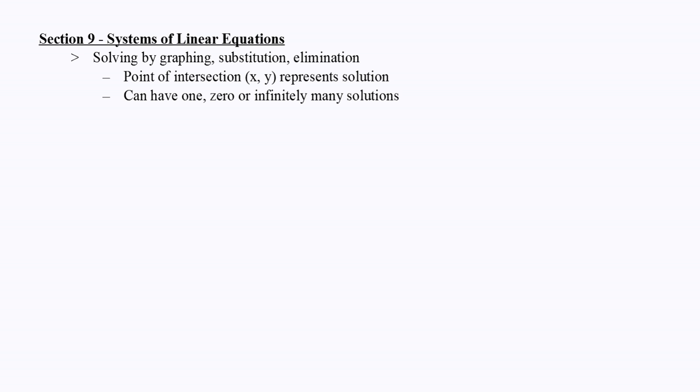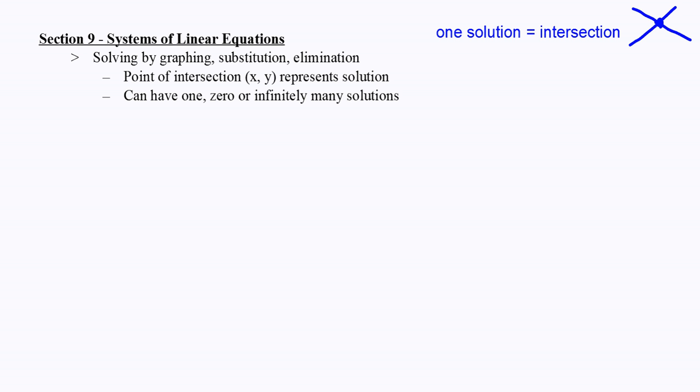Okay, in this video we're going to talk about some systems of linear equations. We're going to solve them in 3 different ways: by graphing, by substitution, and then by elimination. Now when we have 2 lines and they intersect, an x and a y represents the solution. So if we've got one solution, that means I have 2 lines and they're going to intersect with one another, and that place where they intersect is going to be my solution.